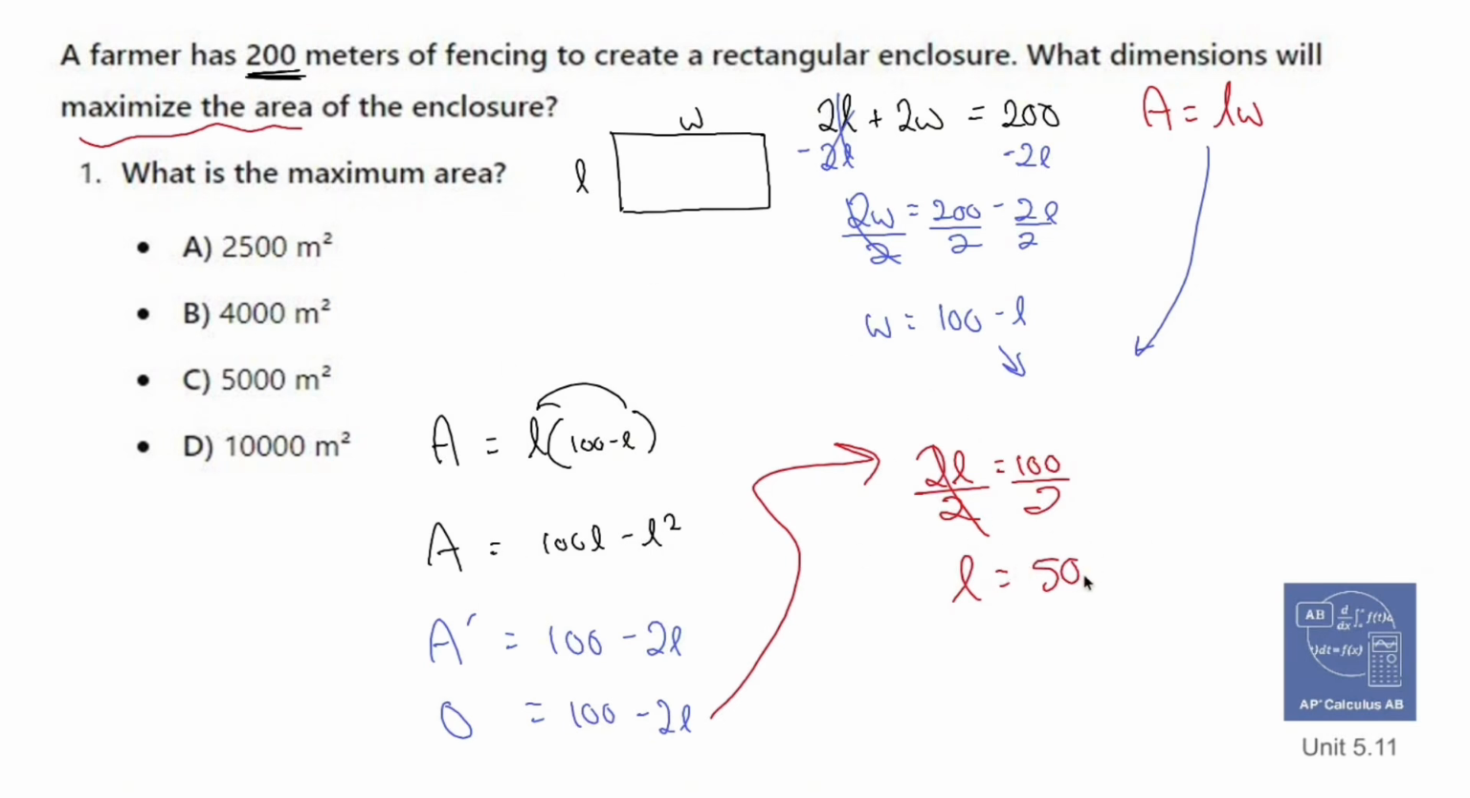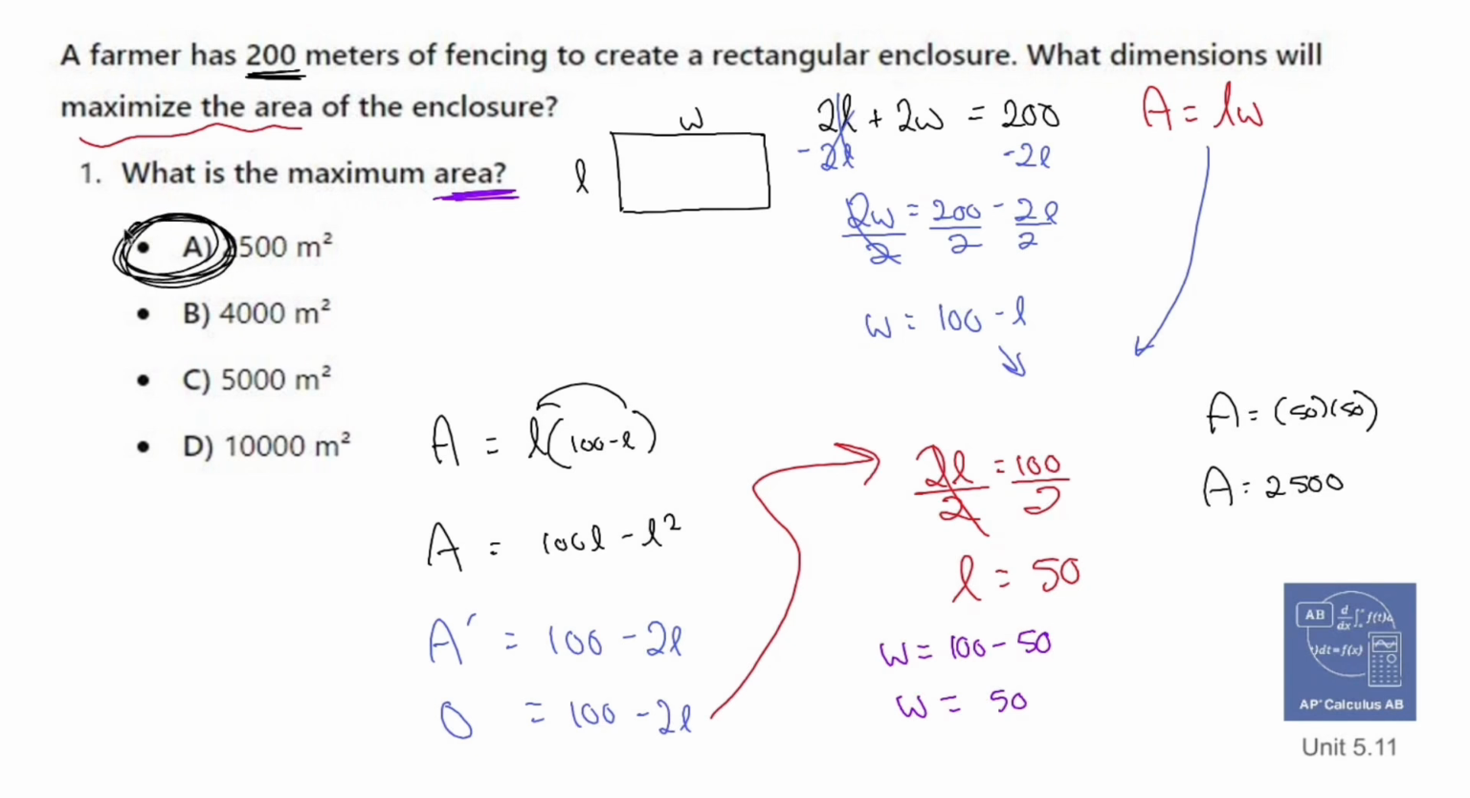Now, if the length is 50, I need to find the width. Up here, it says that the width is 100 minus L. So the width is going to be 100 minus 50. So the width is 50. My job is to maximize the area. Area is length times width. So area in this case is 50 times 50, which is 2,500. So it's going to be A.